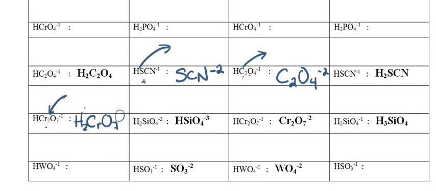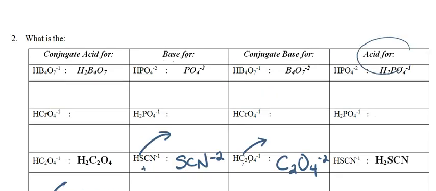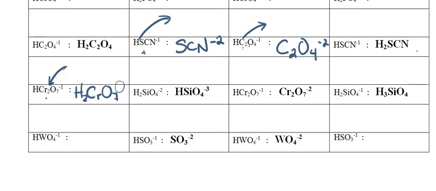Let's do one more here. This last one is asking the acid for this, so it acts like a base. So that means that the hydrogen is going to be accepted onto this. So we'll put the hydrogen on the front, H2SO3. So that's sulfurous acid, which is also weak.